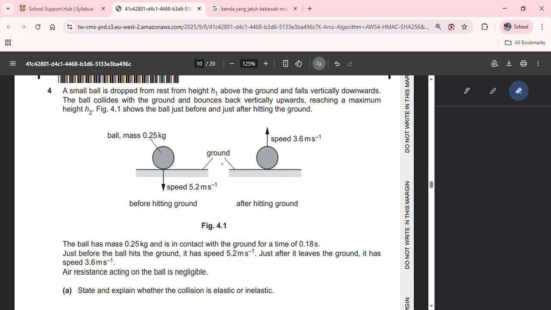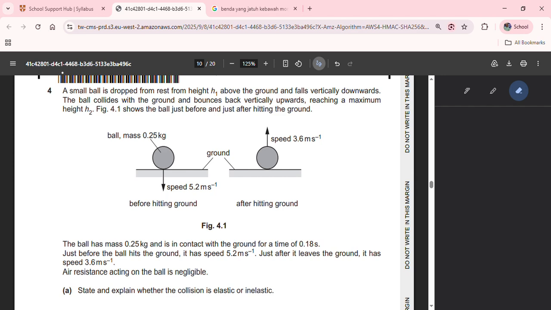Okay, now we are going to answer question number 4, which is about momentum. Directly we go to the question, part A: state and explain whether the collision is elastic or inelastic.